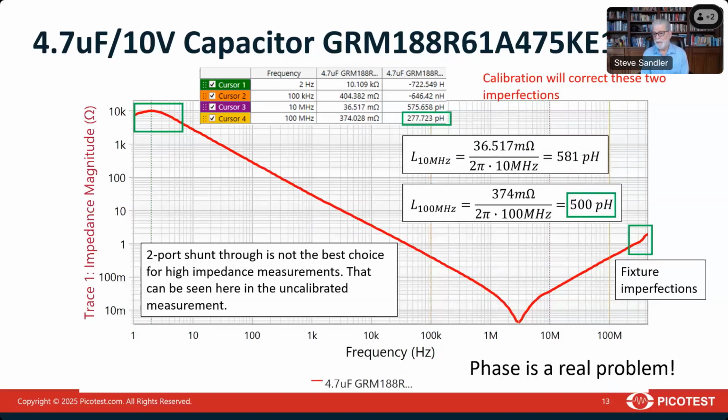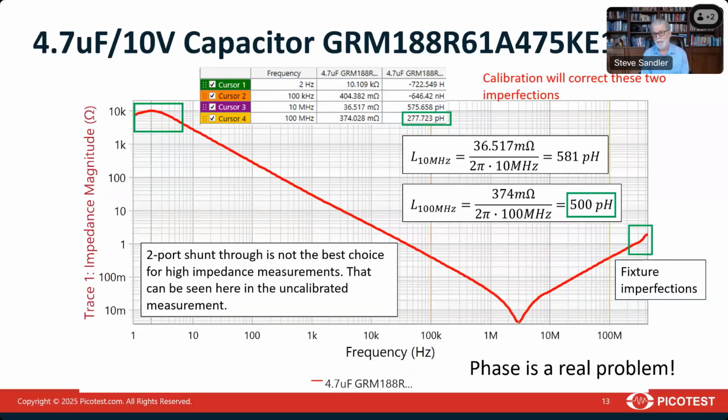Now we look at the same thing with a capacitor. We can do the same thing. Here's the measurement of a capacitor. And we measured it without calibration, just like before. This is a 4.7 microfarad cap. On the left-hand side at low frequency, you can see that the measurement kind of craps out and we don't get the right magnitude below 10 hertz.